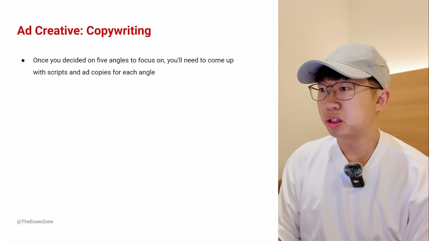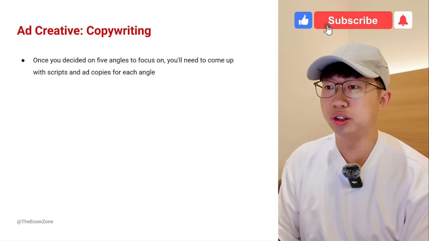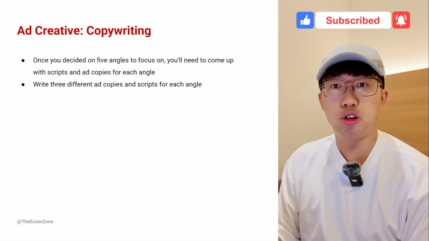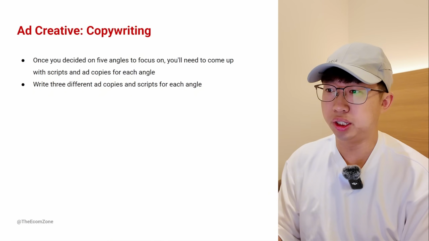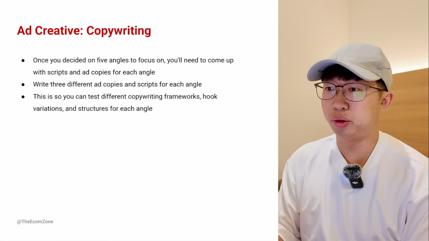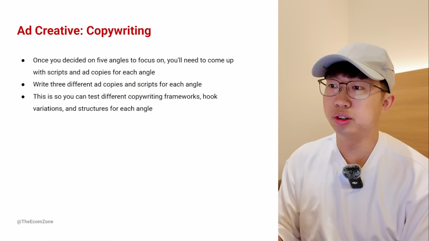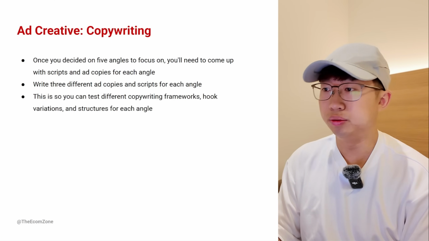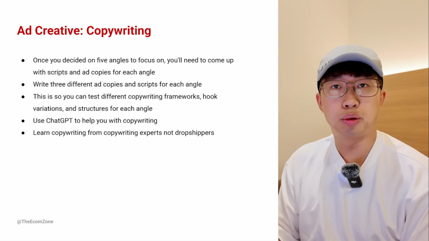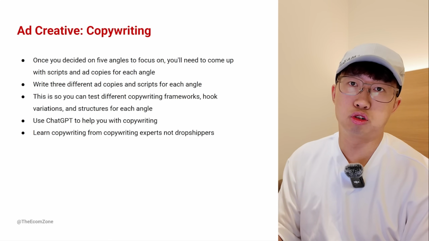But the next stage is ad creative copywriting. So we've got our angles, now it's time to write about them. Once you decide on 5 angles to focus on, you'll need to come up with scripts and ad copies for each angle. You need to write 3 different ad copies and scripts for each angle. This is so you can test different copywriting frameworks, hook variations, and structures for each angle. You can use ChatGPT to help you with copywriting, and you can learn copywriting from copywriting experts, not dropshippers.